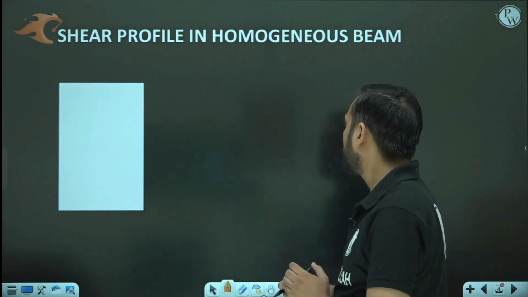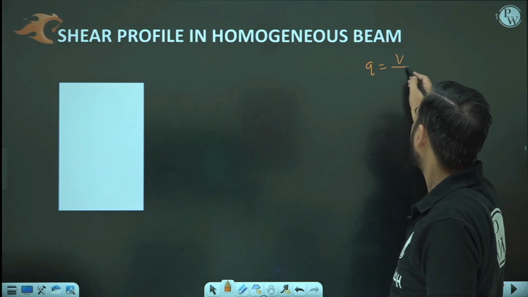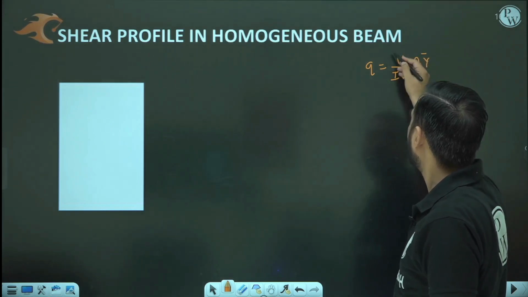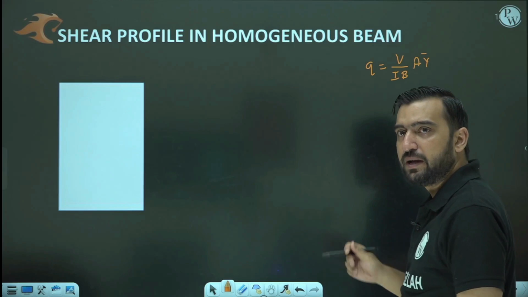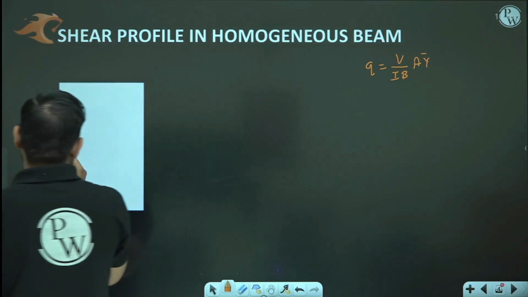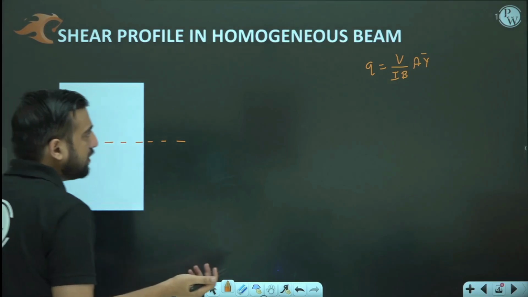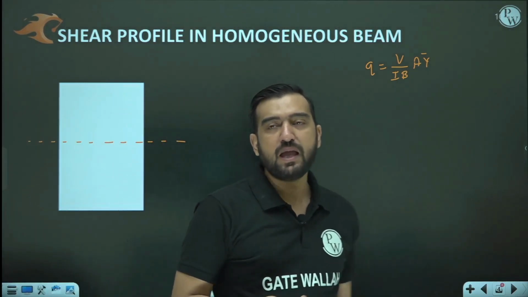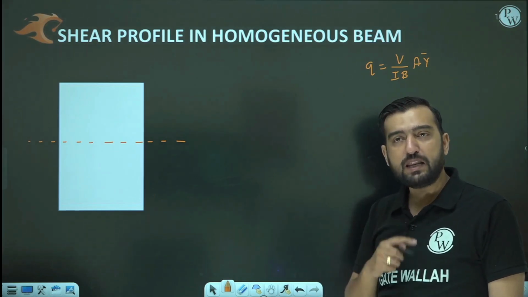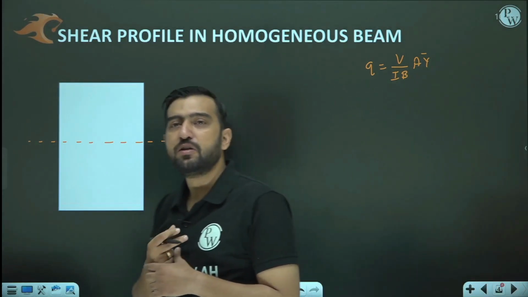If I am talking about the exact equation of shear stress, then q is equal to V over I B into A y bar, where V is the shear force at this section, and I is the moment of inertia of this section about the neutral axis, and B is the width of the location where shear stress is to be obtained, and in a rectangular beam it is going to be B only. A is the area of the cross section, and A into y bar is the moment of area of the cross section, which is bounded between the point of consideration and the neutral axis.